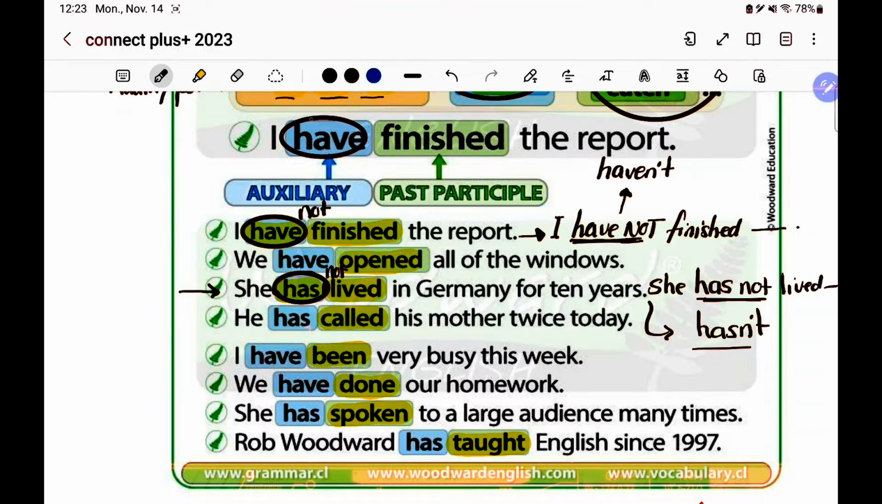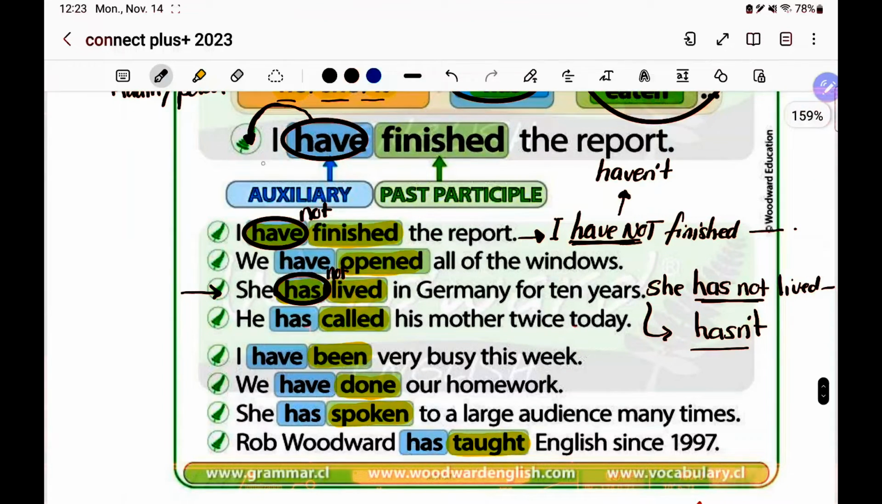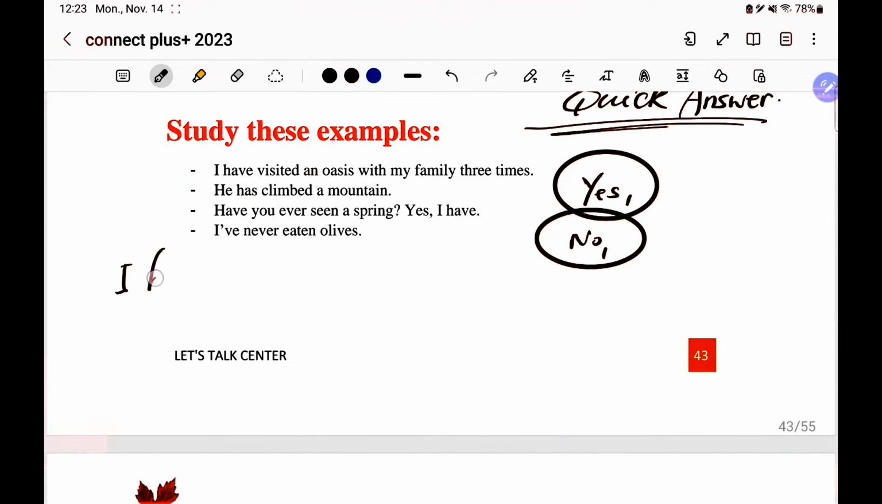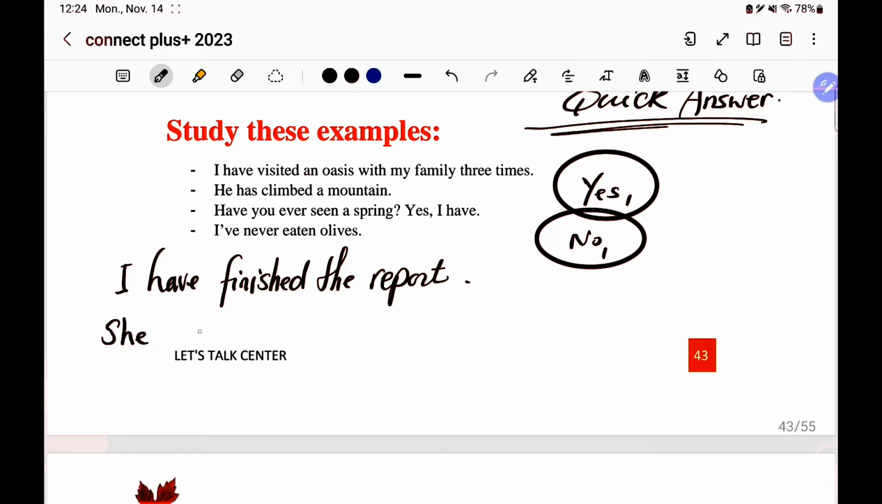So what I'm gonna do here, guys, I'm just gonna take the helping verbs and put them at the beginning. وهبدأ بيهم في الأول عشان السؤال يبقى: Have I finished the report? There you go. So I have finished the report. Do I say she have or she has? Perfect. She has finished the report.